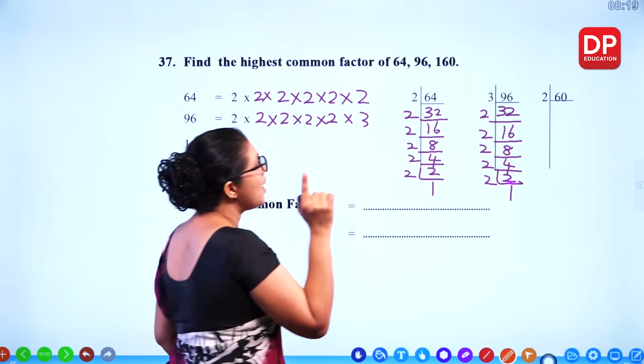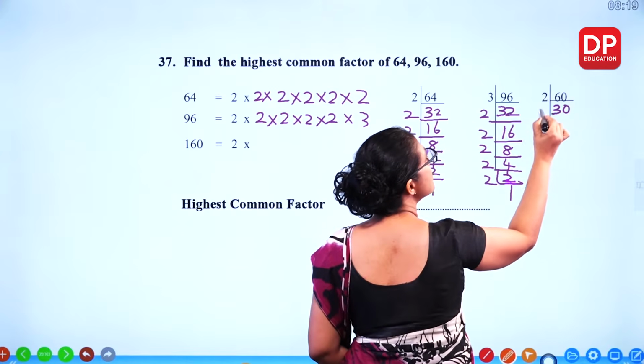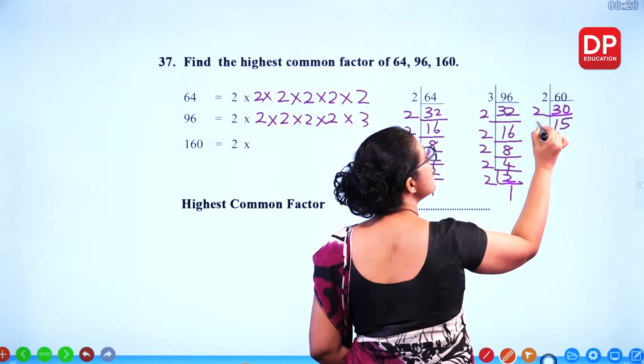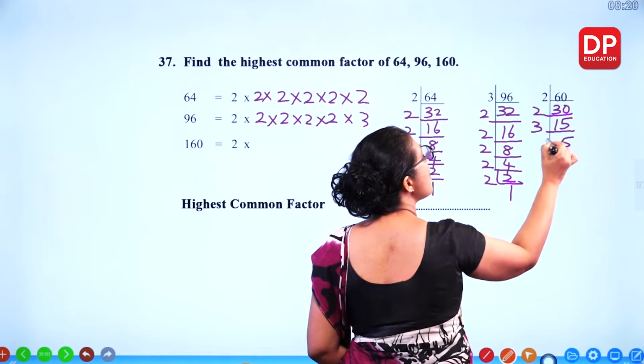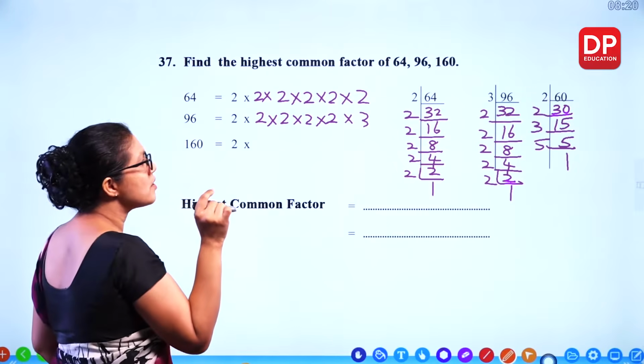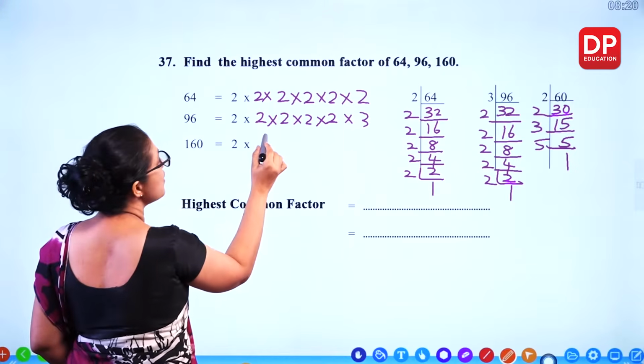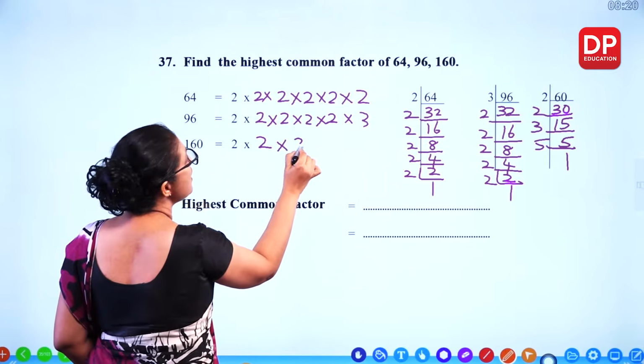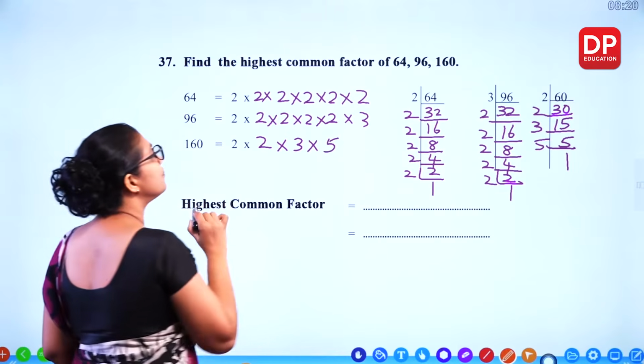160. Divide by 2. Get 80. Divide by 2. 40. Divide by 2. 20. Divide by 2. 10. Divide by 2. 5. Divide by 5. You get 1. So what are the factors of 160? 2, 2, 2, 2, 2 and 5.